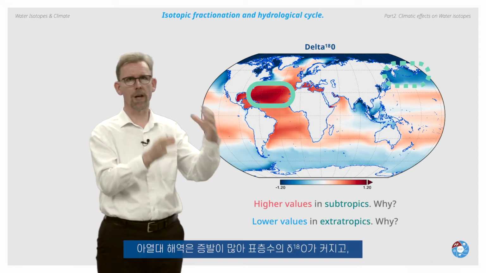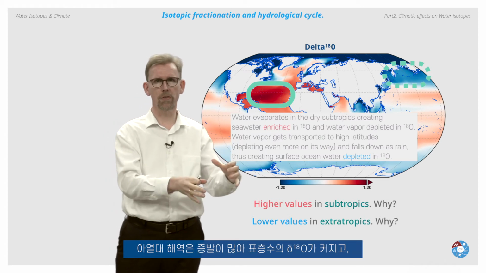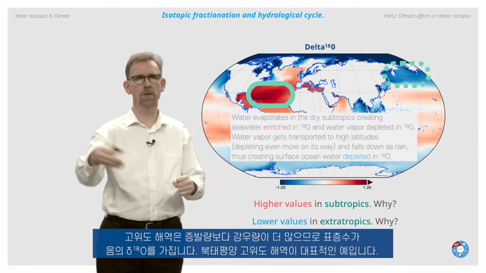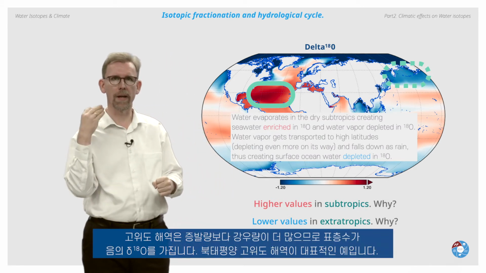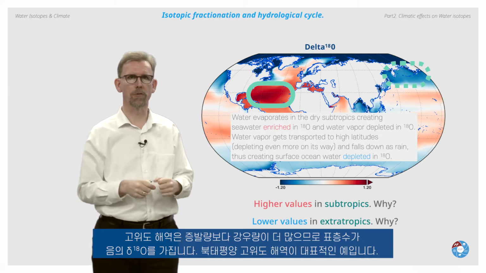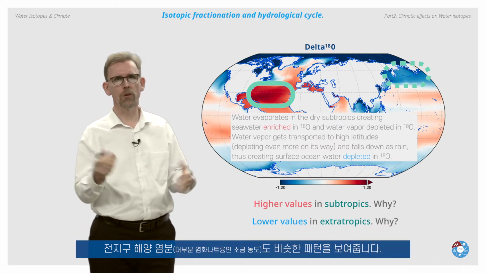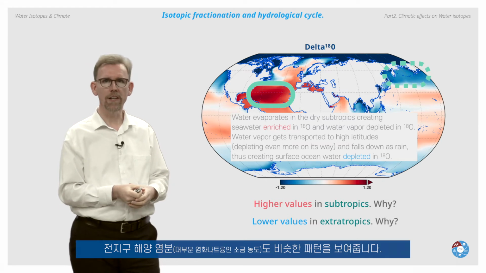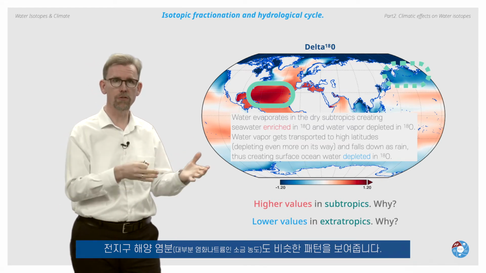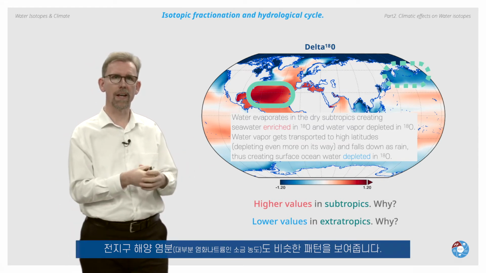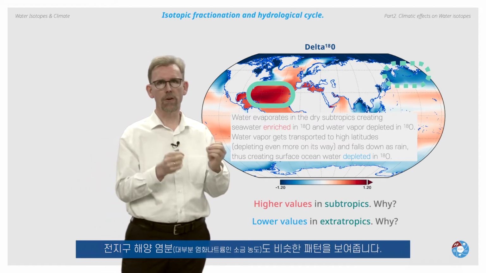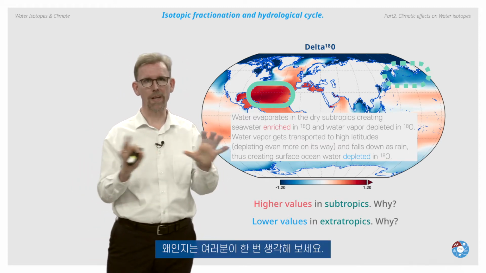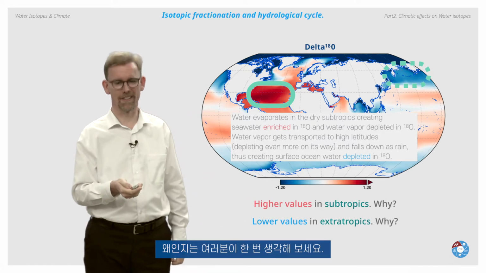Lots of evaporation, high delta 18O in the subtropics, and lots of precipitation, negative delta 18O in the extratropics, such as the North Pacific. It also turns out that the global ocean salinity, the concentration of sea salt, mostly NaCl, has a very similar pattern. We leave it up to you to discuss why.